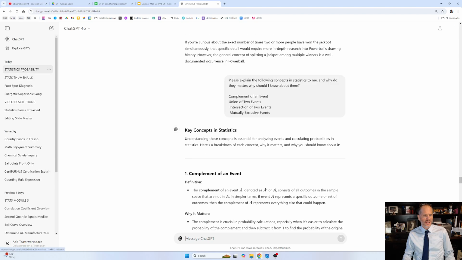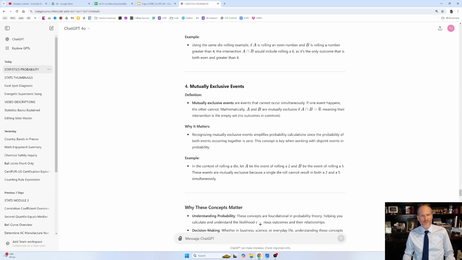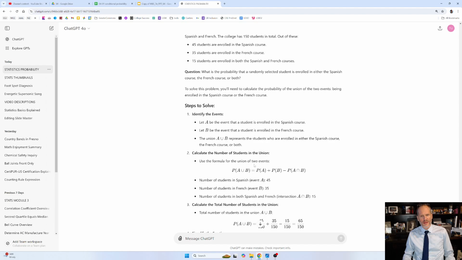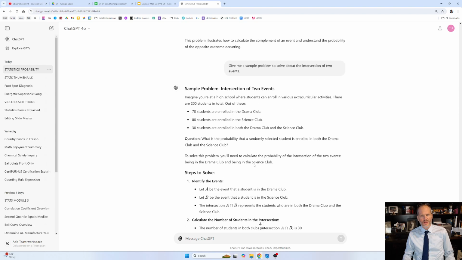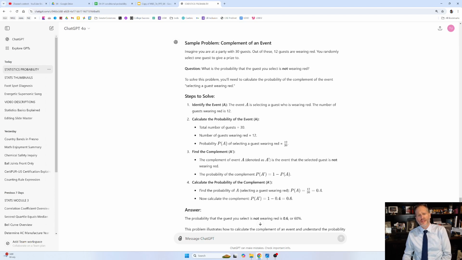So here's my ChatGPT and statistics probability. And I put a little definition in up here. First, let's just look at why we might want to know about this. So there's union, and then there's intersection, and then there's complement. So imagine you're at a party with 30 guests. Out of these, 12 guests are wearing red. You randomly select one guest to give a prize to. Question: what is the probability that the guest you select is not wearing red? So there's 30 guests, and 12 of the guests are wearing red, which means 18 of the guests are not.